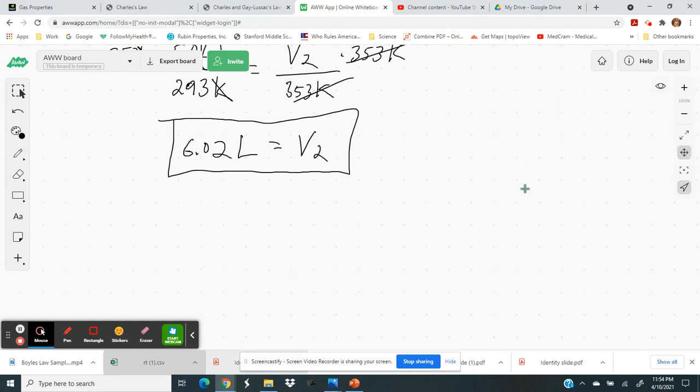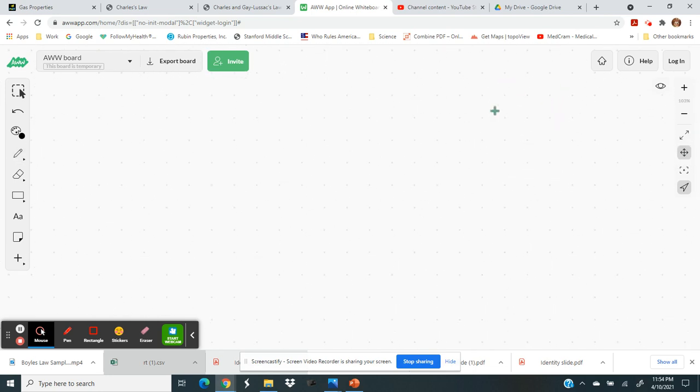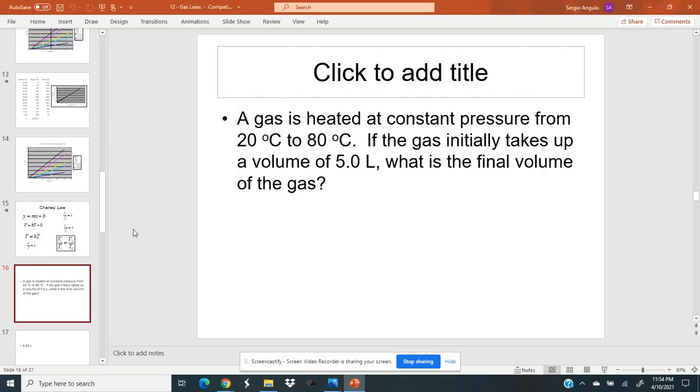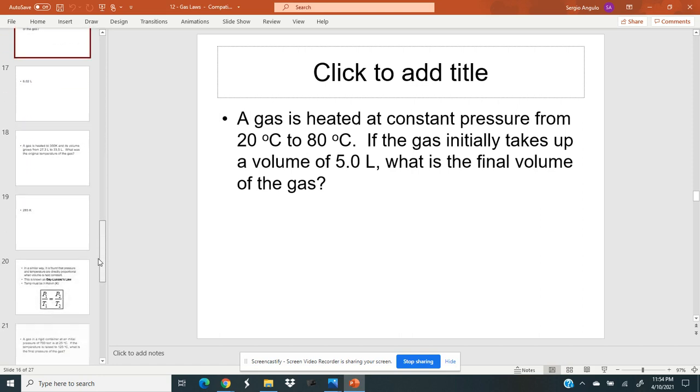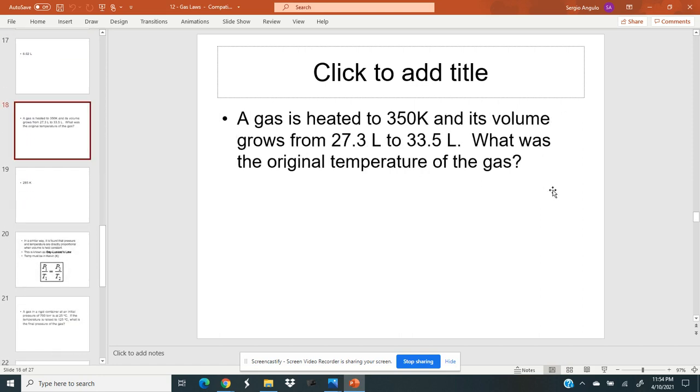All right, let's do the second problem here. I'm going to use some space over here. So the second problem, there's a reason why I did the second problem. The reason I did the second problem is because sometimes people have problems solving for when your unknown is in the denominator.